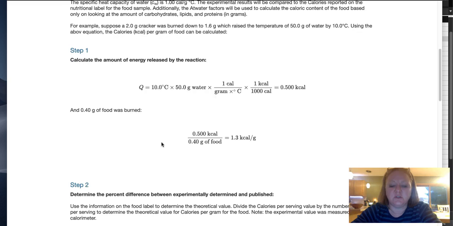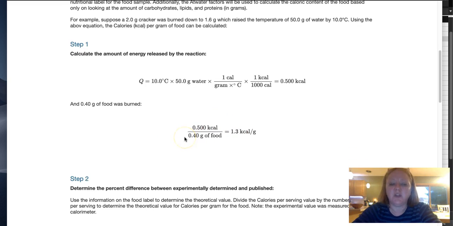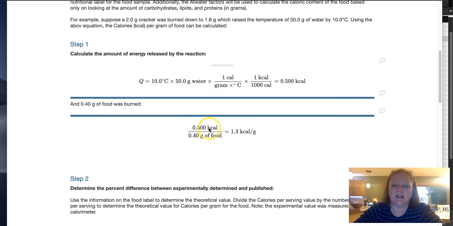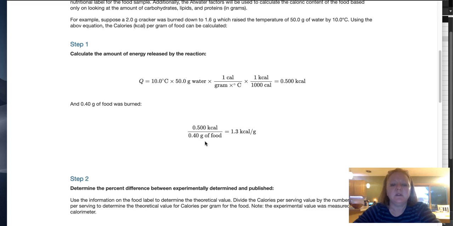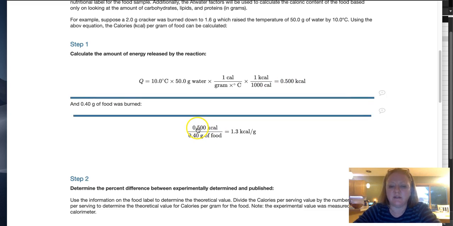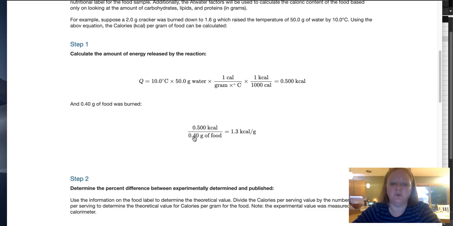Now the next thing it asks you to do is figure out the energy per gram of food burned. You take the value from the last one, 0.5 kcals, and divide it by the mass of food that's burned. The lab has you weigh everything at the beginning, the food, the container, all that, and then weigh it again at the end and subtract the 2 numbers. That's the mass of food burned. Everyone was doing that part right, but they weren't getting these last 2 things correct. So take the energy, 0.5 kcals in this example, divide it by your mass of food burned, and you'll get an answer in kilocalories per gram.